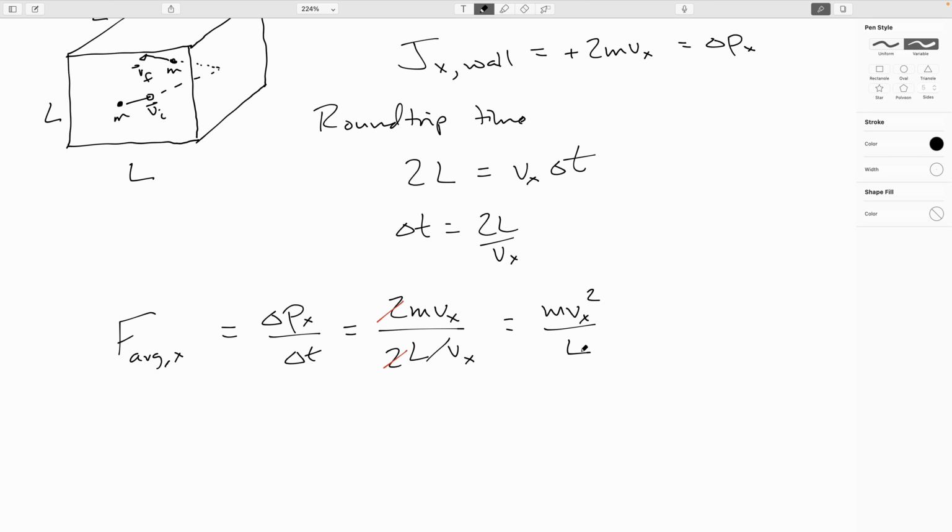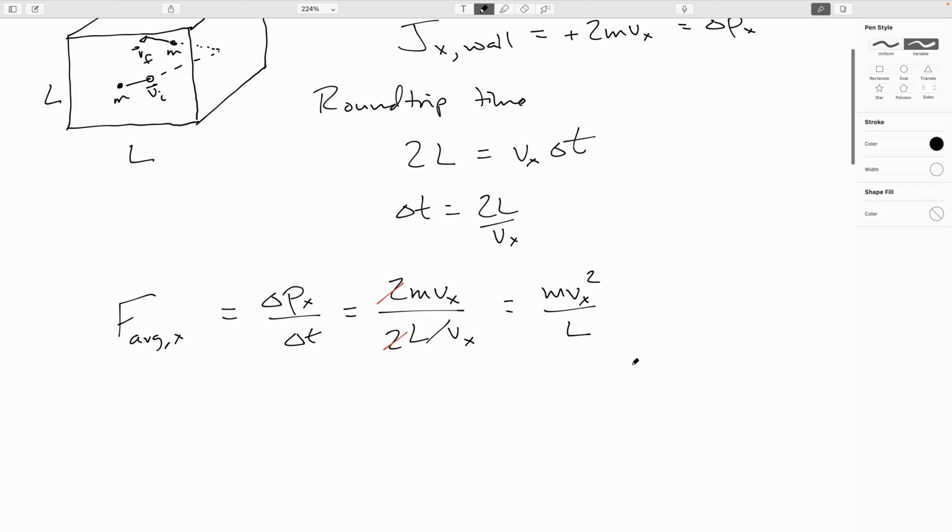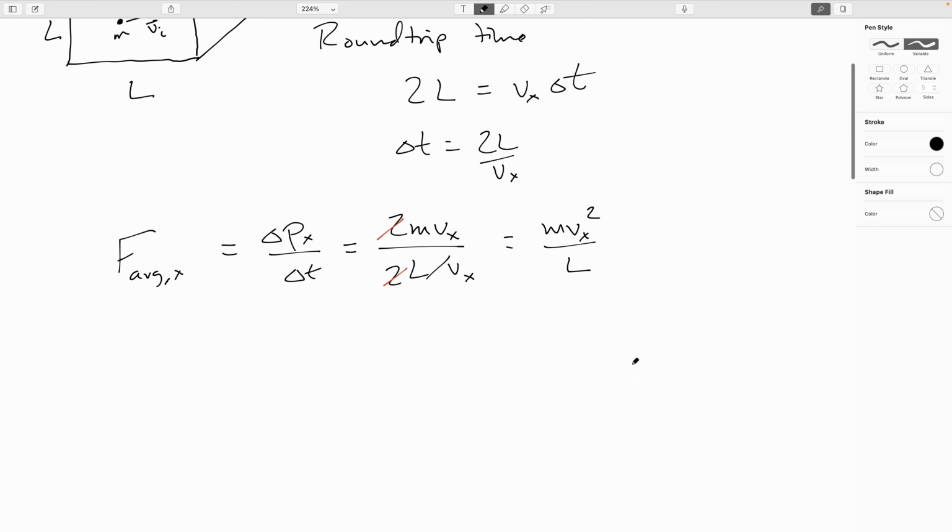And almost immediately we should be starting to have alarm bells going off, because this looks for all the world like a kinetic energy. In fact, it's 2 times the kinetic energy. Well, it would be 2 times the kinetic energy, except that it's just an x component. If this were a speed, instead of just the square of the x component, it would be a kinetic energy. So it's not yet, but maybe we can massage it towards one, and that's going to be how we link into temperature.